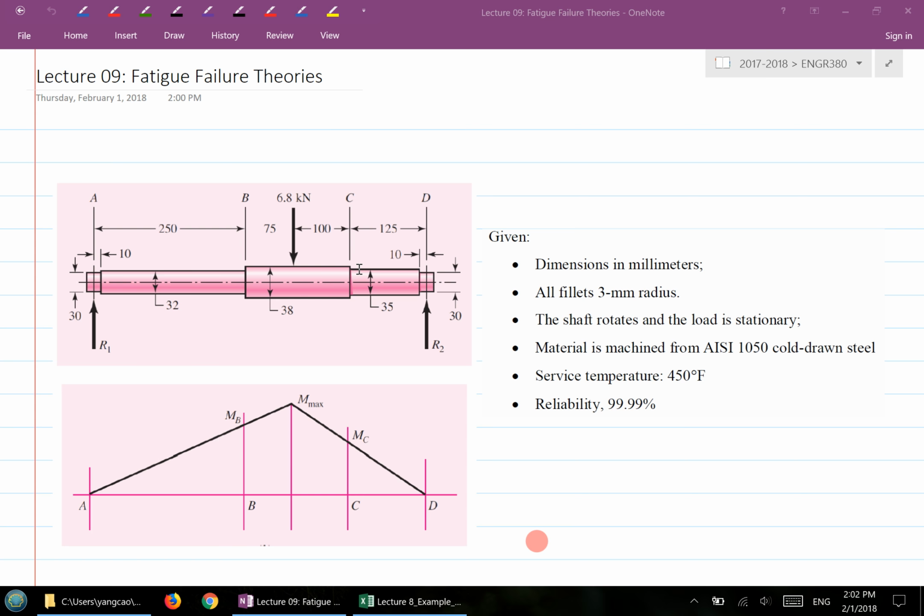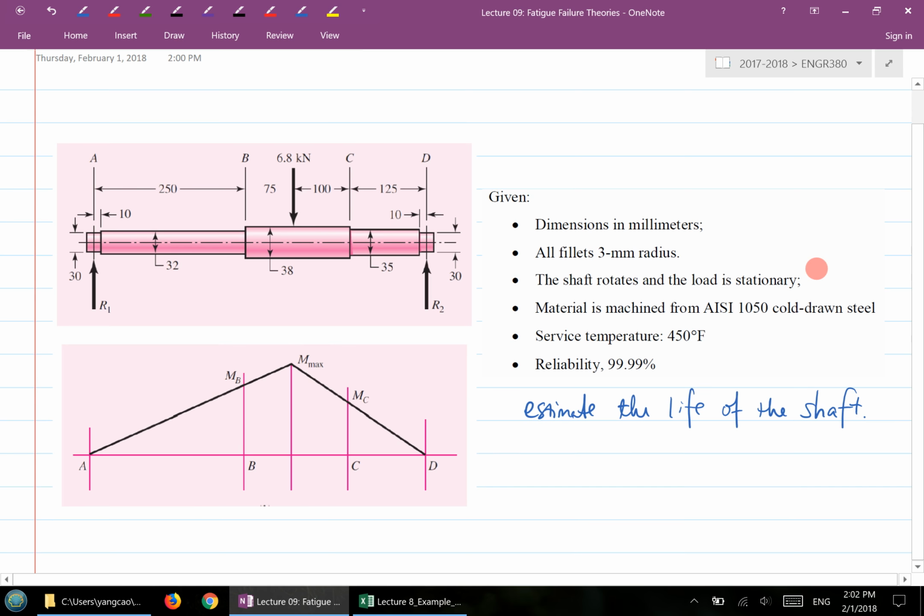Okay, so here is an example from the previous lecture. It's a shaft design type of question. It's actually an analysis type of question. Given the loading condition, the structure of the shaft, and some of the working conditions for the shaft, we're trying to find a critical location and estimate the life of the part. So that's the question here.